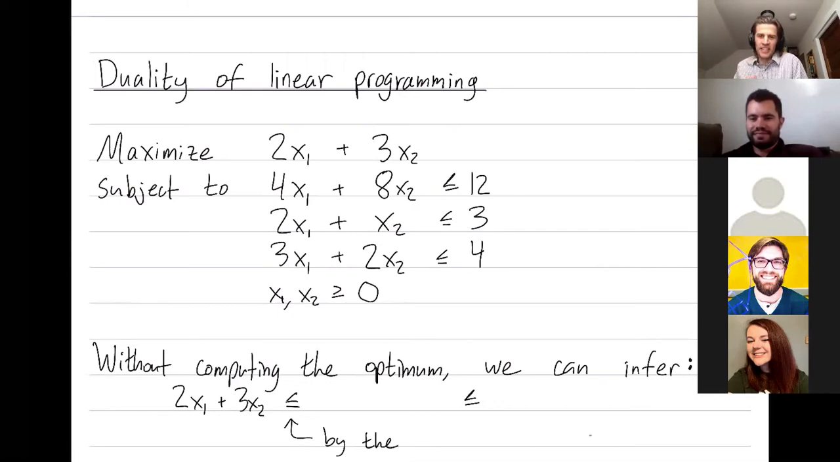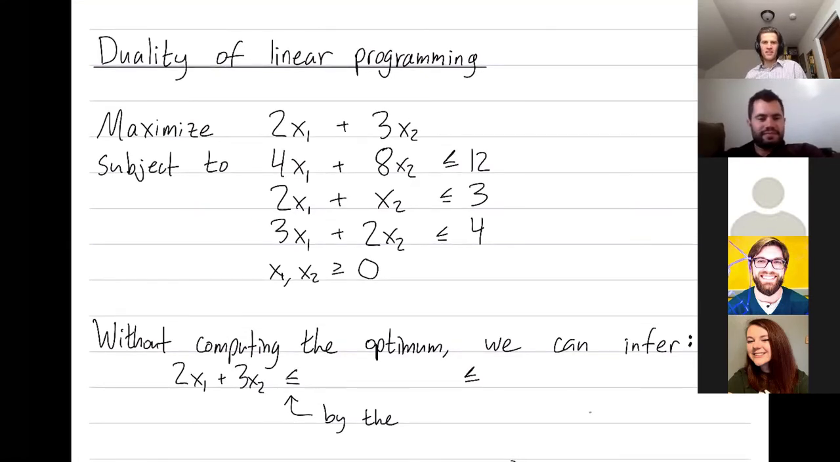Welcome, everybody. I want to give an introduction to the duality of linear programming. So let's just start with a linear programming problem and follow our noses. We're trying to maximize 2x1 plus 3x2 subject to these various constraints. And we have our non-negativity constraints on our two variables, x1 and x2. Two variables, three constraints.